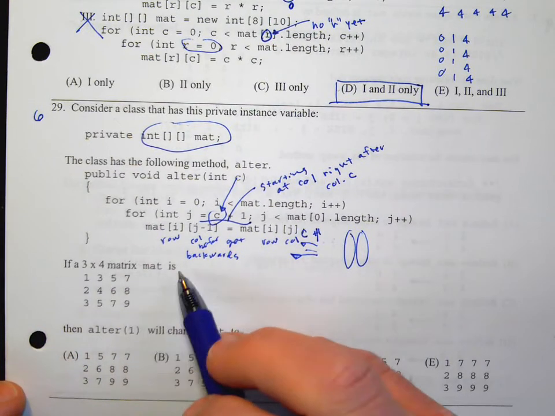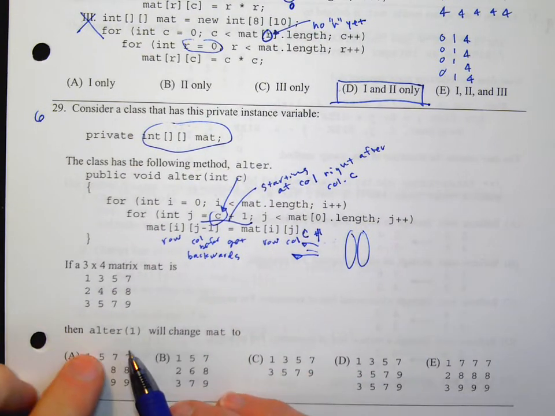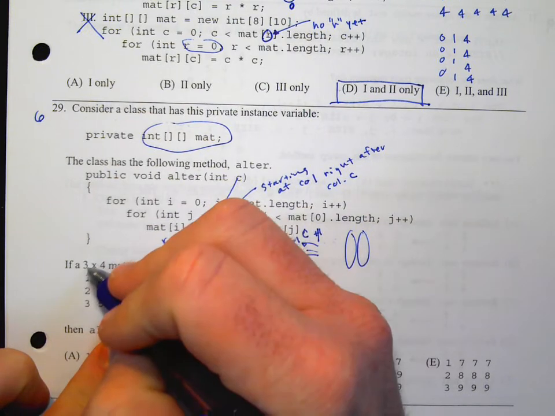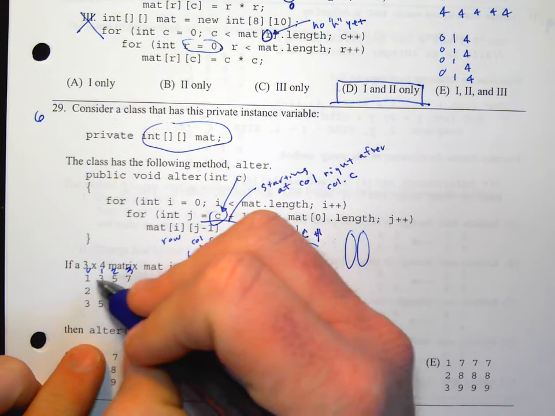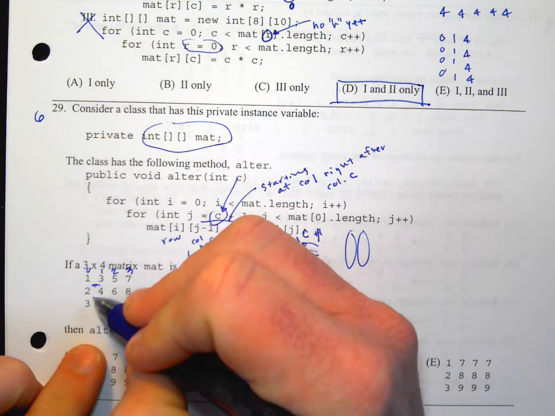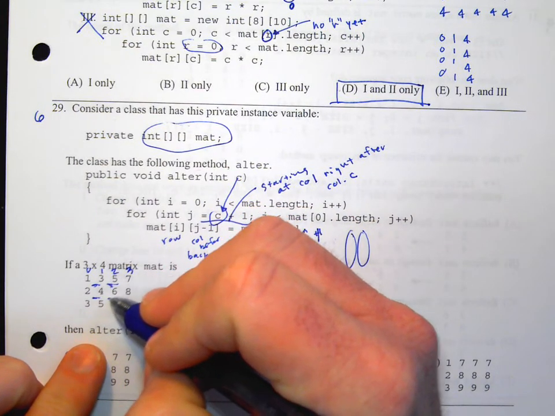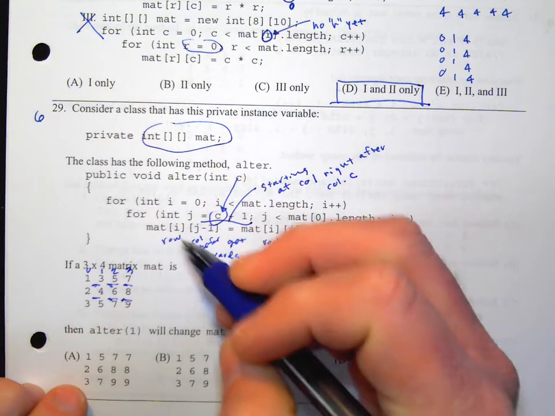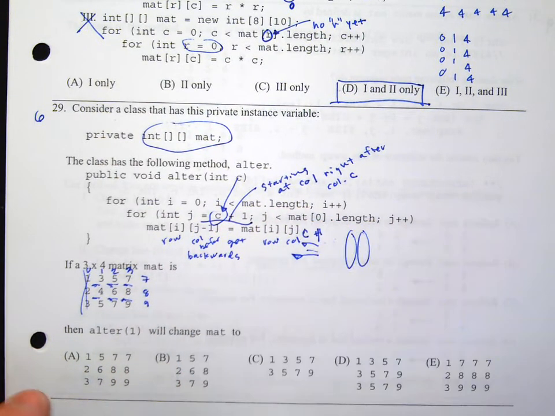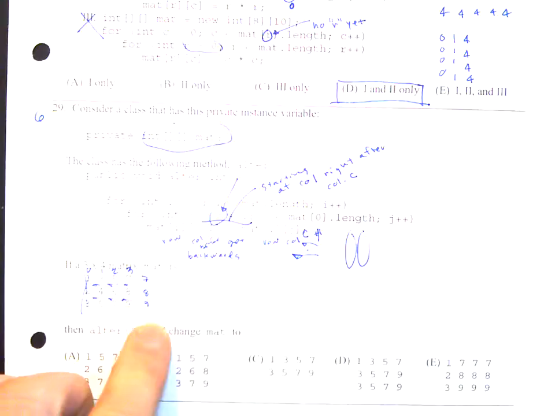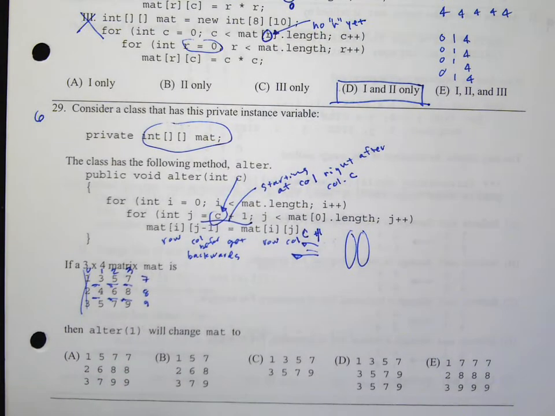The 3x4 matrix mat is this. If then alter 1, so this is column 0, 1, 2, 3. We'll change mat 2. It's going to scoot all these over 1, right? And we're going to lose the first column, and we're going to get the last column twice because it's going to get copied into the second to last column, but it's still going to be there. So I think we're looking for 3, 4, 5. Okay. Clearly I'm wrong.